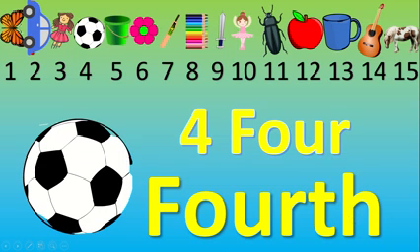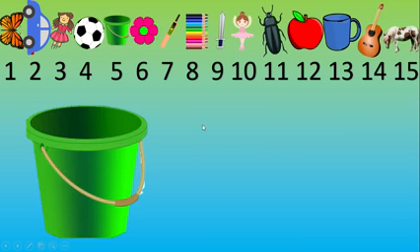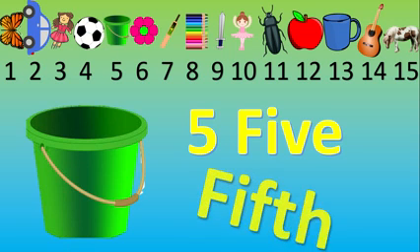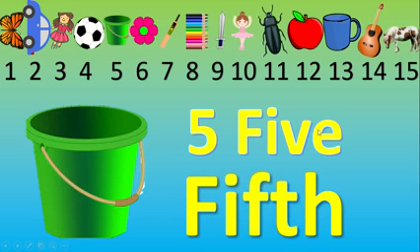F-O-U-R-T-H, fourth. The bucket is number 5, so it is fifth in line. Please pay attention. As soon as a number name ends on a V and an E, when we come to the ordinal numbers, we take away the V and the E and we replace it with an F and add a TH. So if you are number 5, you are fifth. F-I-F-T-H, fifth. Do you see we replaced the V and the E with an F, and then we just added the T and the H, fifth.